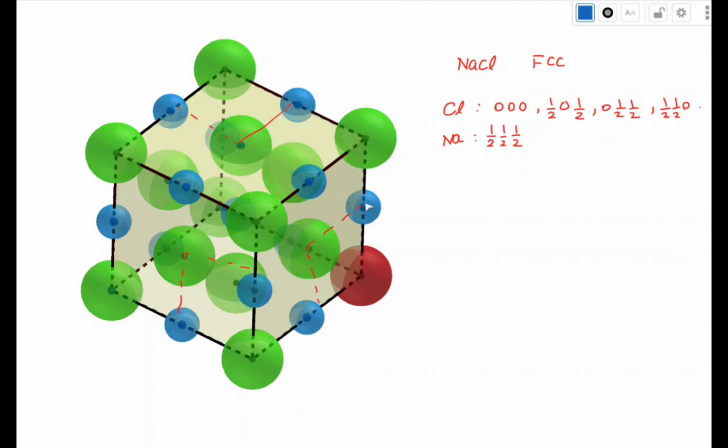Once you shift the sodium by only half along the x-axis, you will get 0. And remember, 1 is a complete lattice, which means 0. So 1, 0, 1, 0, and so on. So in this case: 0, half, half; or you shift it along the y-axis, half, 0, half; and half, half, 0.